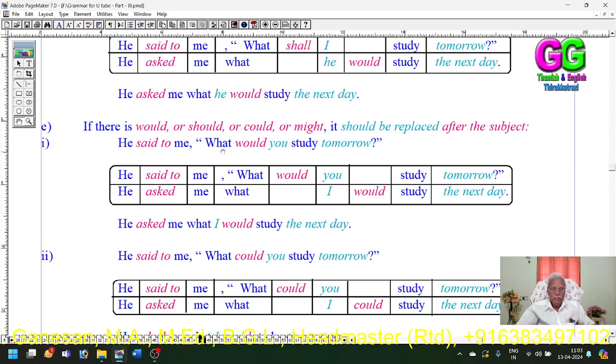He said to me, what would you study tomorrow? Said to asked, what? Would is replaced after the subject. And no change has been done in the verb. Tomorrow, the adverb, has been changed into the next day. So, okay. He said to me, what would you study tomorrow? He asked me what I would study the next day.